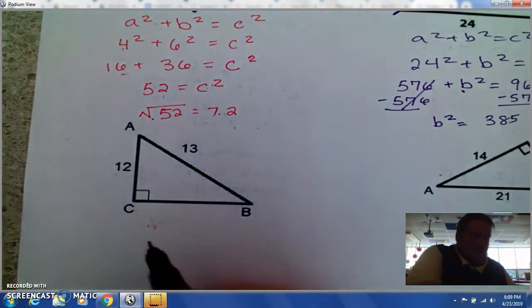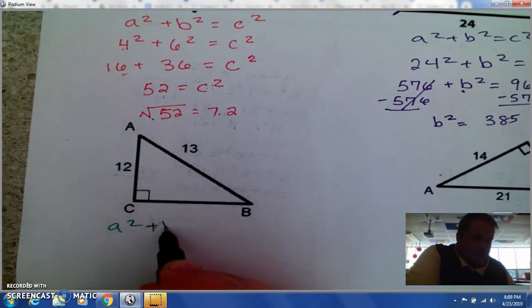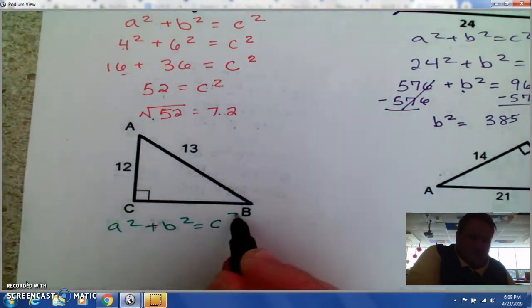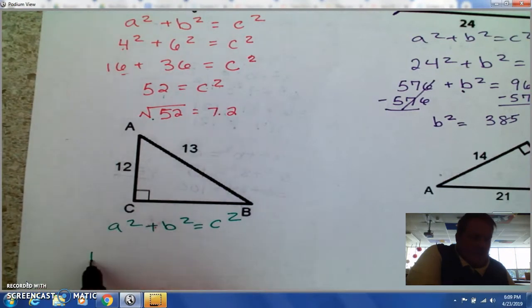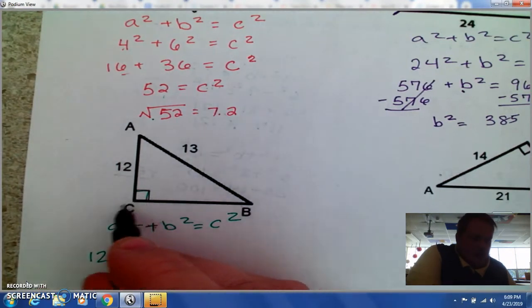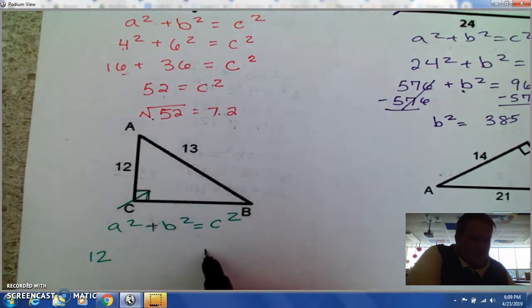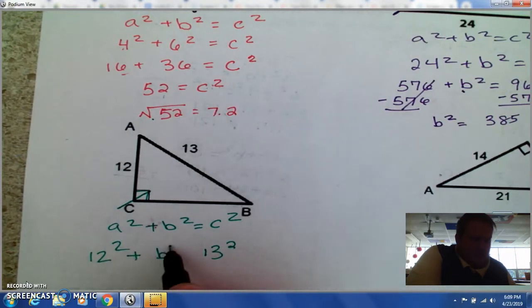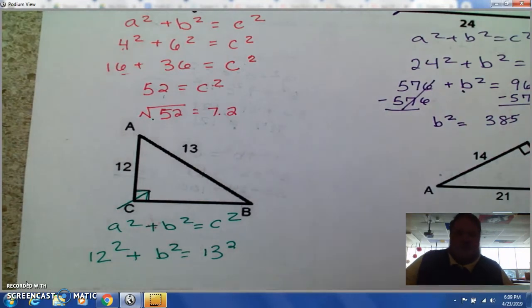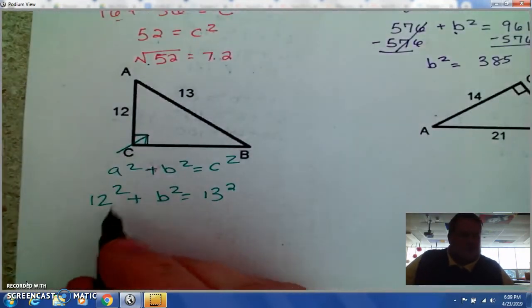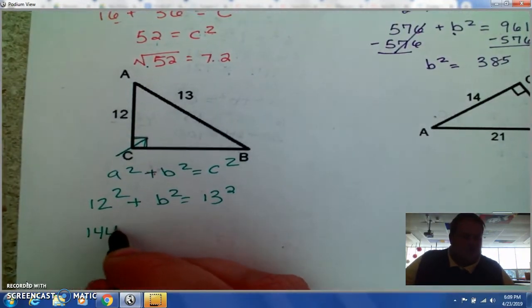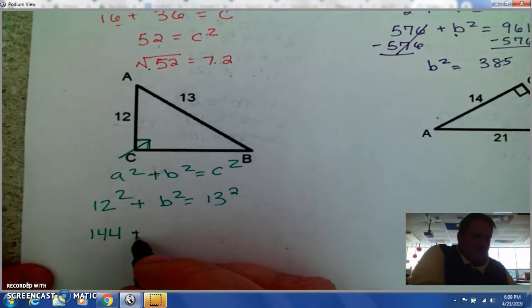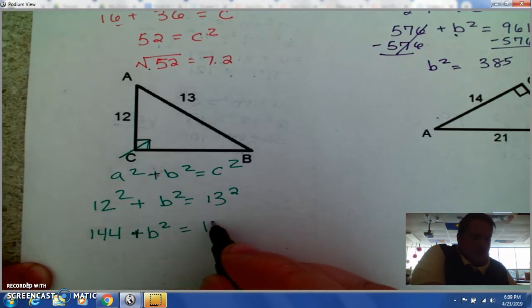So we're going to do a squared plus b squared equals c squared. A is 12. Remember, this little arrow can make an arrow to point to c. So 12 squared plus b squared equals 13 squared. 12 squared is 144. Plus, we don't know what b is. And that equals 169.